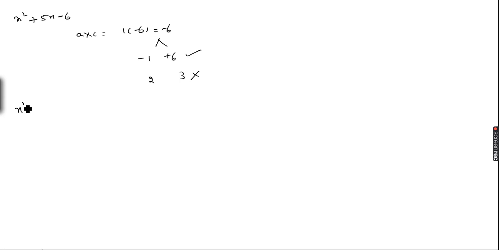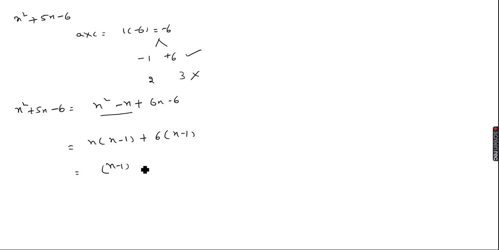So therefore, what is the condition? x square plus 5x minus 6 can be written as x square minus x plus 6x minus 6. We have to take a common element here. What is the common element? x common: x into (x minus 1) plus 6 into (x minus 1). So the common element here is x minus 1, giving (x minus 1) into (x plus 6). So therefore x square plus 5x minus 6 can be written as (x minus 1) into (x plus 6).